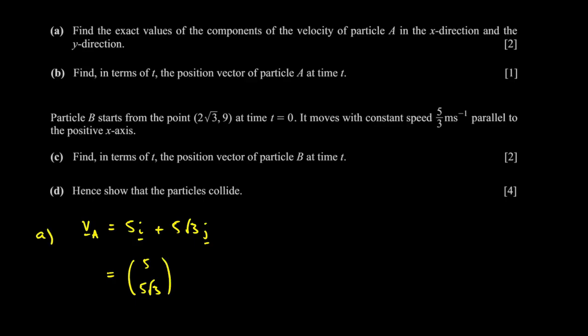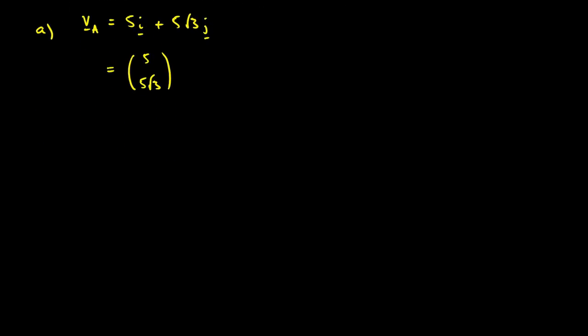Part B, find in terms of t the position vector of particle A at time t. Well, essentially, we need to know and understand this formula r, which is the position vector at any point of time, is equal to a plus vt, where a is the initial position vector and v is the velocity vector. Now, why is that? Well, let's imagine we draw it out. So here we've got the origin. Now, the origin is the point about which we define all of our vectors.